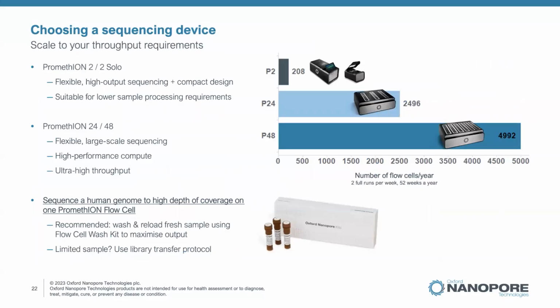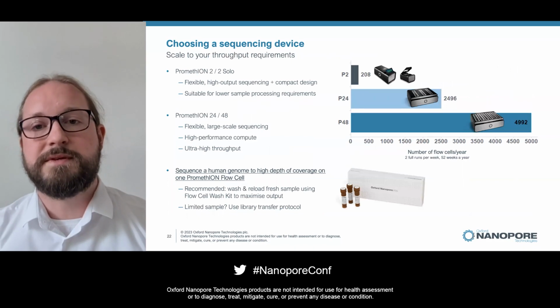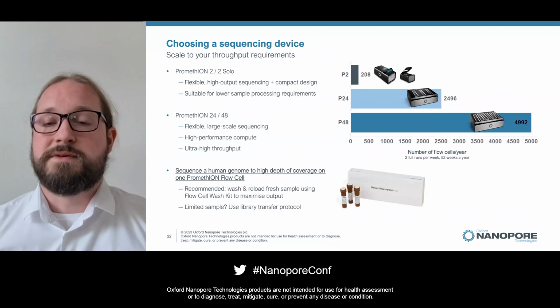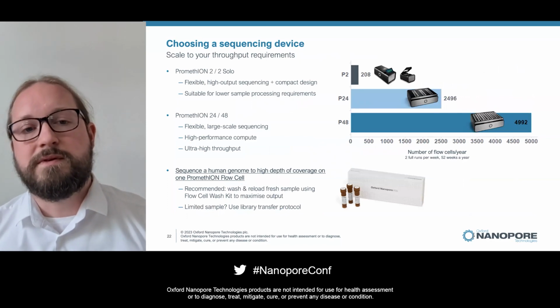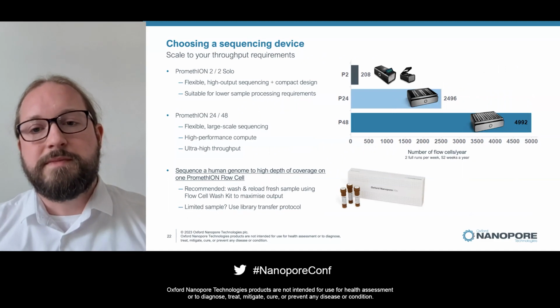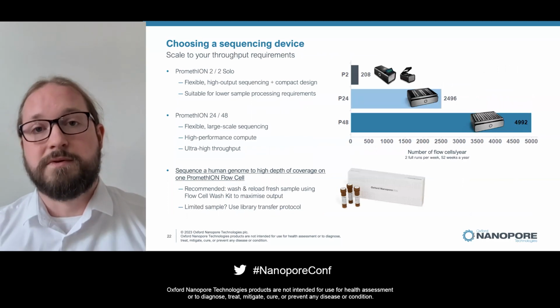When it comes to selecting the right PromethION device for you, it really comes down to the scale of your experiment. Basically, how many samples do you want to run in what time? As you can see, we have the P2, which can run 2 flow cells at the same time, and then the P24 and the P48, which can of course run 24 and 48 flow cells at the same time. All 3 PromethIONs will use the same PromethION flow cell, so for all of them you will get the same high output per flow cell.